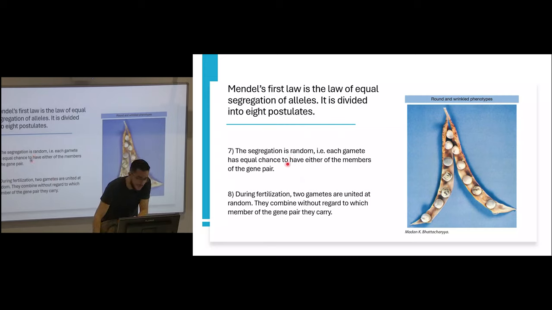So this is kind of true, but not true anymore, right? Most of it is true, but for this one here, it's not 100% true because we looked at linked inheritance and things like this. And the eighth postulate is the fact that during fertilization, two gametes are united at random, and then they will produce the genotype of the offspring.